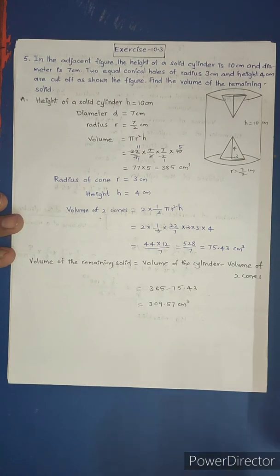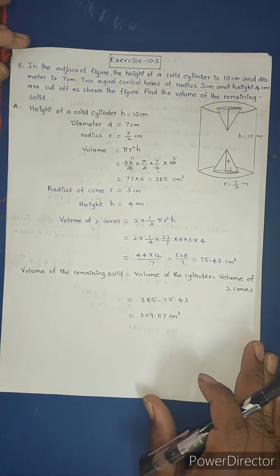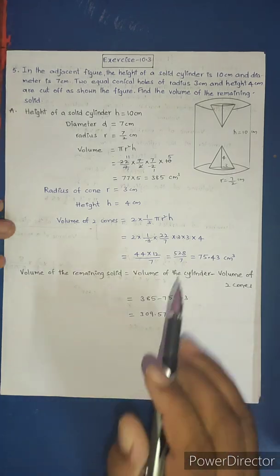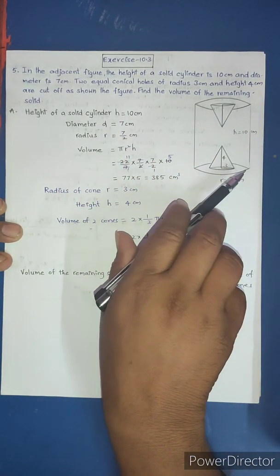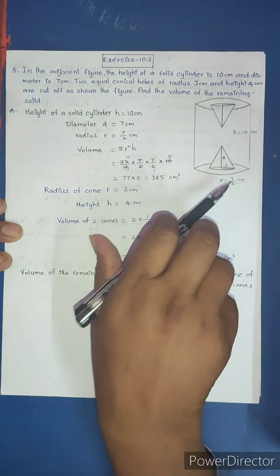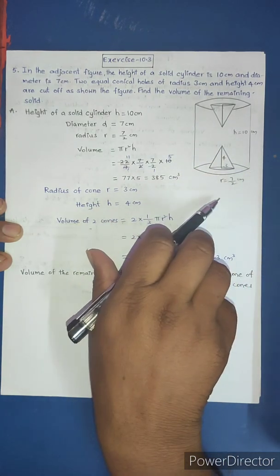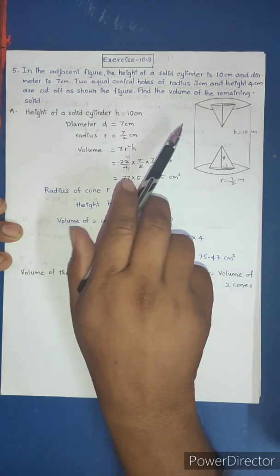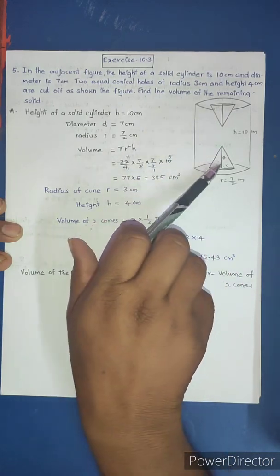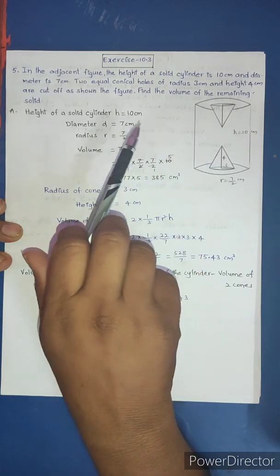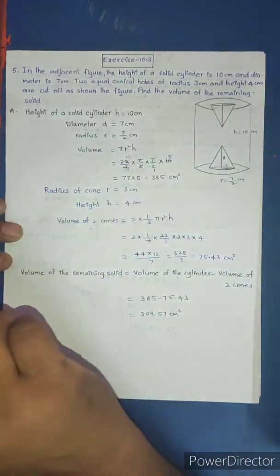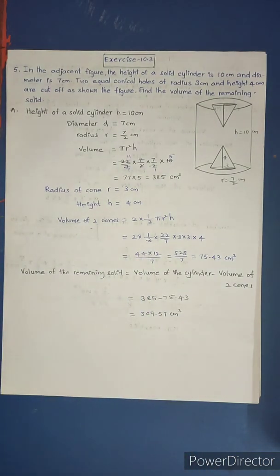Now the next, fifth one. In the adjacent figure, the height of a solid cylinder is 10 centimeter and diameter is 7 centimeter, then radius is 7/2 centimeter. Two equal conical holes of radius 3 centimeter and height 4 centimeter are cut off as shown in the figure. Find the volume of the remaining solid. There is a cylinder. In that cylinder, two cones of the same measurements are taken out. Then find the volume of the remaining cylinder.